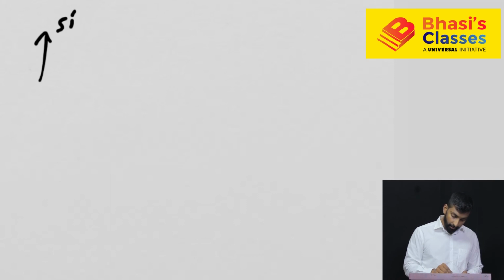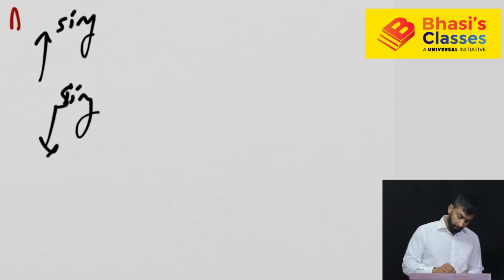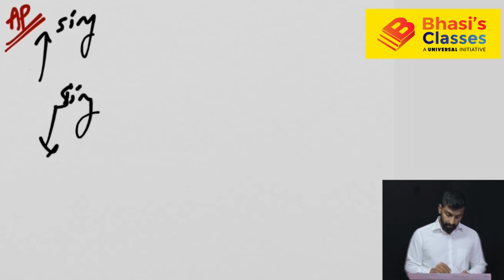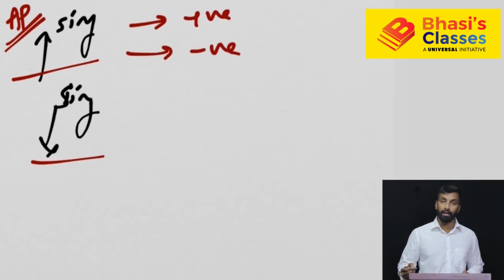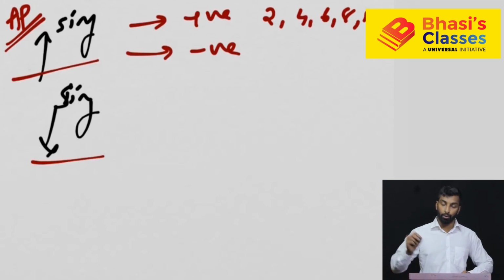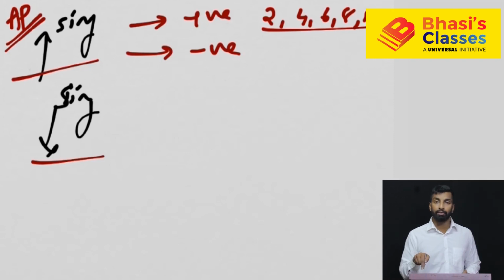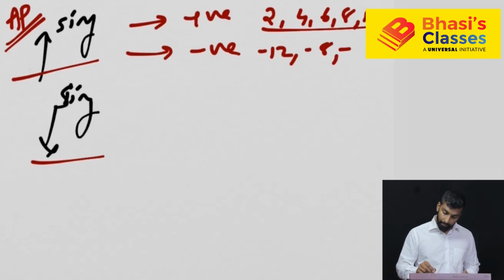Now let's quickly see what the different types of APs are and how their sum will look on a graph. There are basically increasing APs and decreasing APs. Within increasing itself you can have 2 categories, starting with positive and starting with negative. Starting with positive means 2, 4, 6, 8, 10, etc. This is an increasing AP starting with a positive number. Starting with negative, it will be like minus 12, minus 8, minus 4, 0, 4, etc. This starts with a negative number but it is increasing.